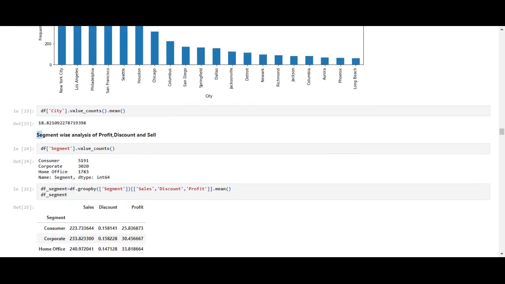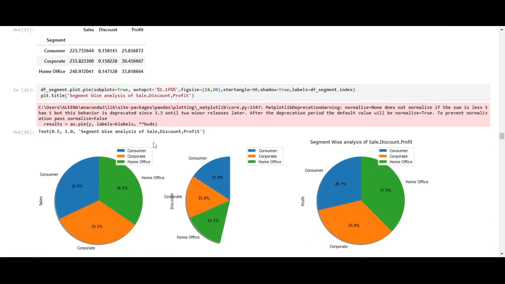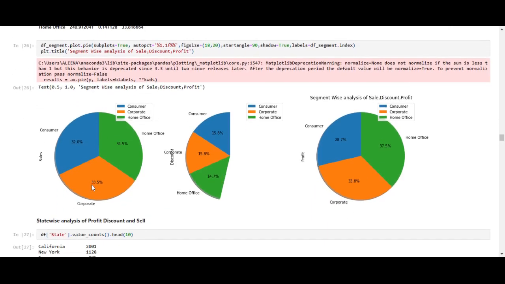In the segment-wise analysis of profit, discount, and sales, for sales, the consumer, corporate, and home office were 32%, 33.5%, and 34.5%. For discount, it was 15.8%, 15.8%, and 14.7%. Finally, for profit, it was 28.7%, 33.8%, and 37.5% respectively.